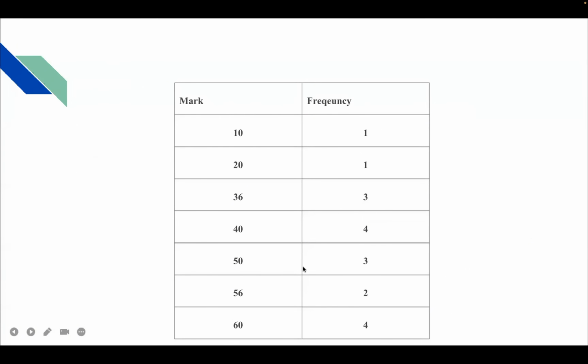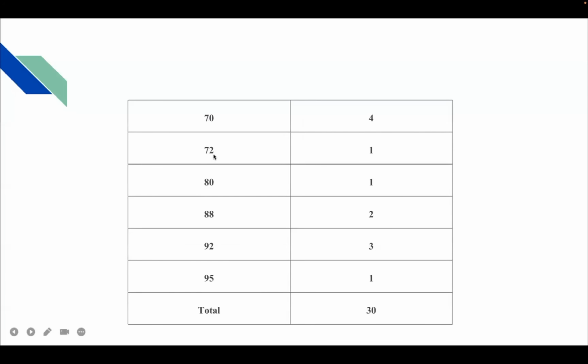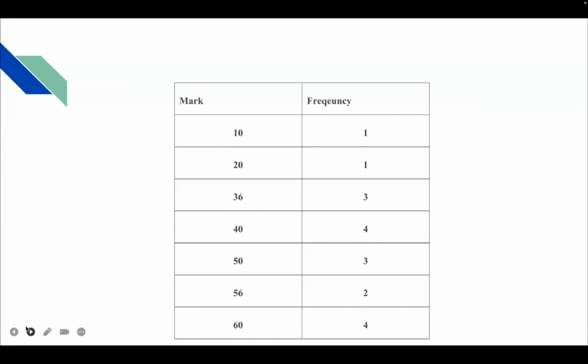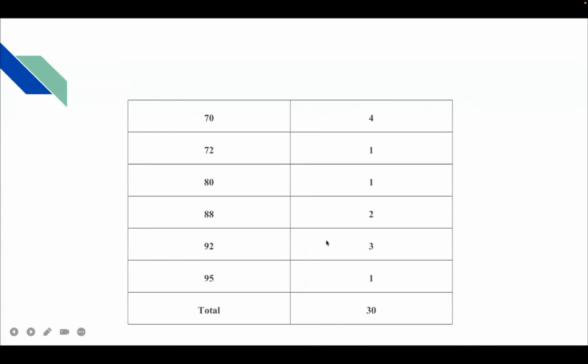So if you check for 50, you see that we have three 50s. If you check for 56, you see that we have two 56s. If you check for 60, we have 60 occurring 4 times. If you check for 70, it occurs 4 times. If you check for 92, it occurs once. 80 occurs once. Let's just check 88 for this other page. We have one here. We have another one here. I think that's the only 88 we have in our data. So as you can see, we have two 88s. We have three 92s and one 95.